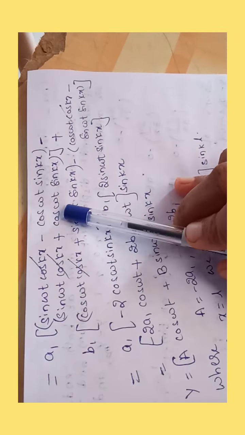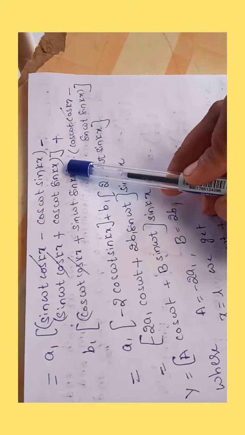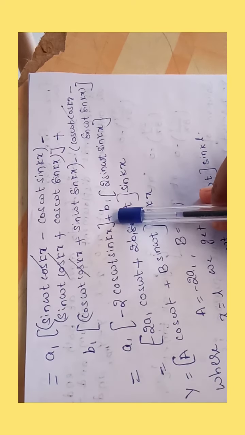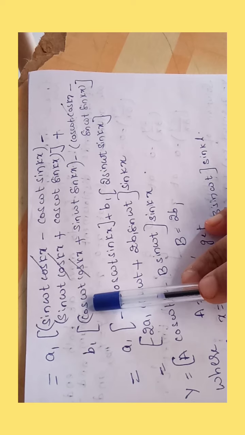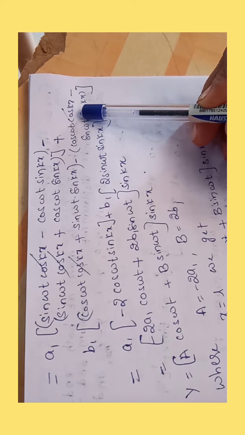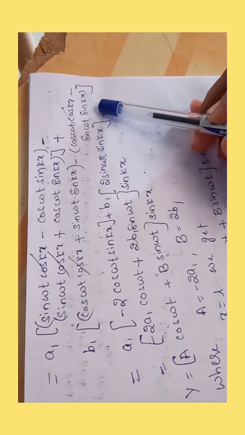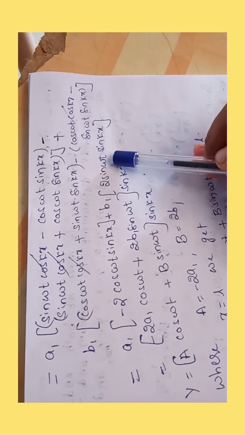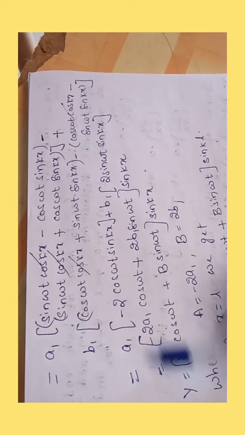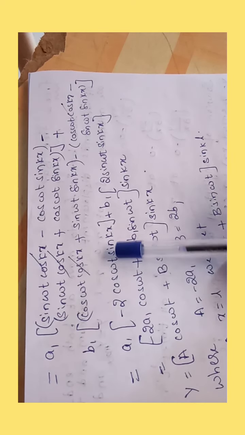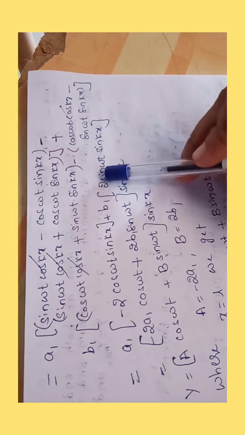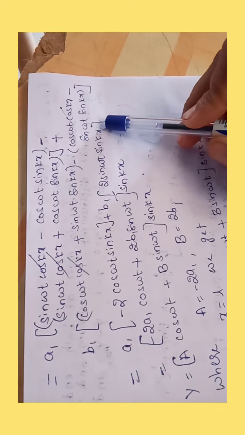Here minus is there, so this becomes minus cos omega t sin kx. So we got minus 2 cos omega t sin kx plus b1. Here cos omega t cos kx minus cos omega t cos kx strikes off. So minus minus becomes plus. So we will get 2 sin omega t sin kx. Right? Now multiplying, this is equal to minus 2a1 cos omega t sin kx plus 2b1 sin omega t sin kx.